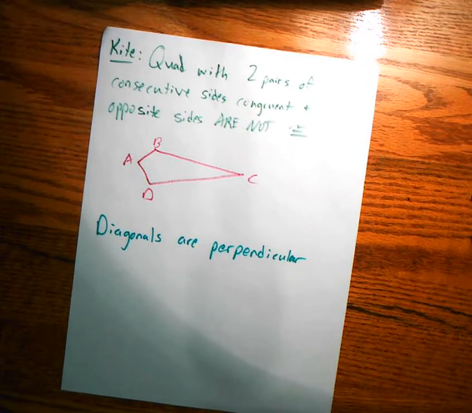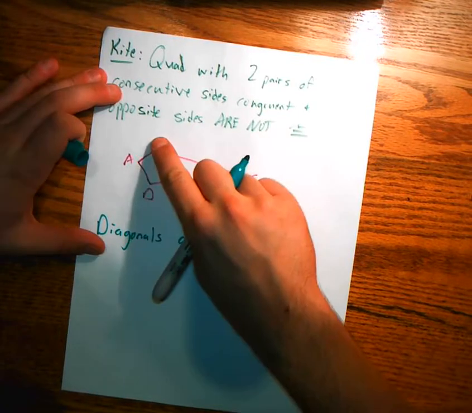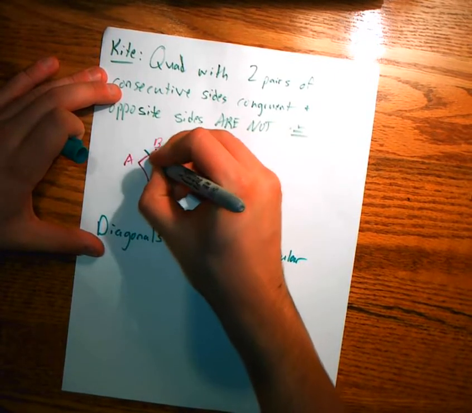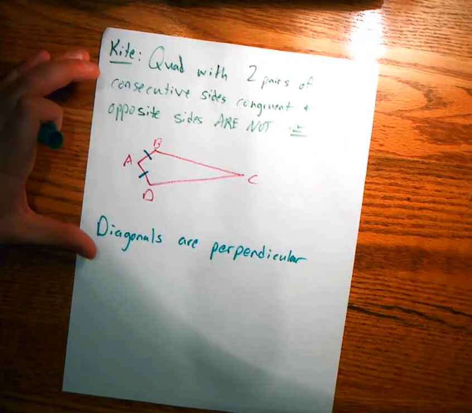A kite is incredibly unique in that it's the only one that doesn't talk about anything of the opposite sides being parallel or thinking about any angles. The only two things that happen in a kite are that you have consecutive sides that are congruent and the opposite sides are not. So if you look at AB, it is a consecutive side with AD because they're touching. So those two sides are congruent.